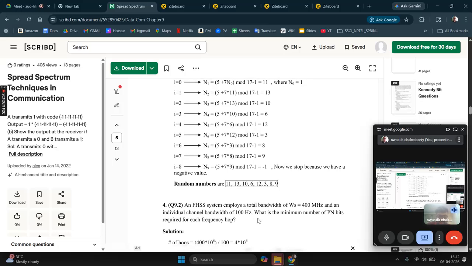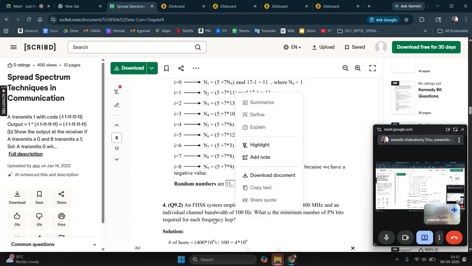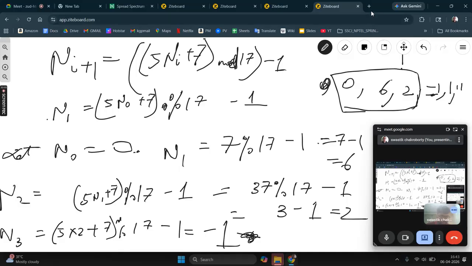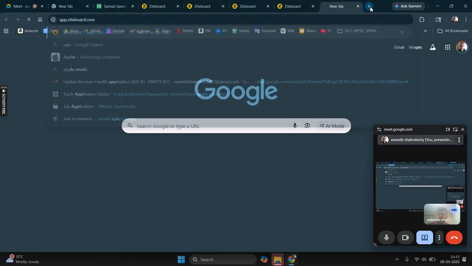Okay, so the question states an FHSS system employs a total bandwidth of W equal to 400 megahertz and an individual channel bandwidth of 100 hertz. What is the minimum number of PN bits required for each frequency hop? So it has a total bandwidth of 400 megahertz and an individual channel bandwidth of 100 hertz. This will enable us to calculate the number of hops.